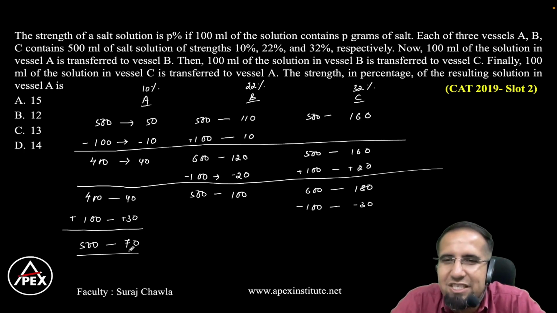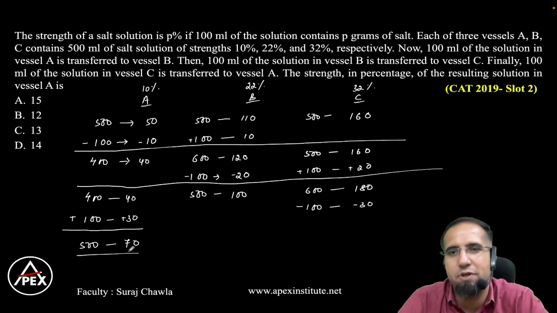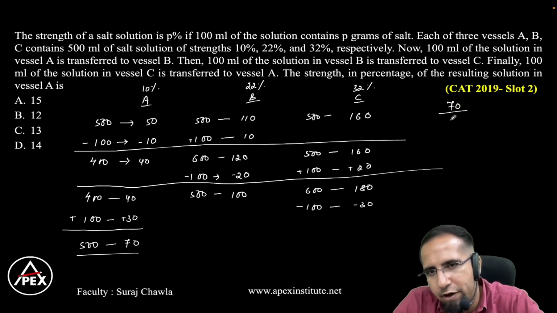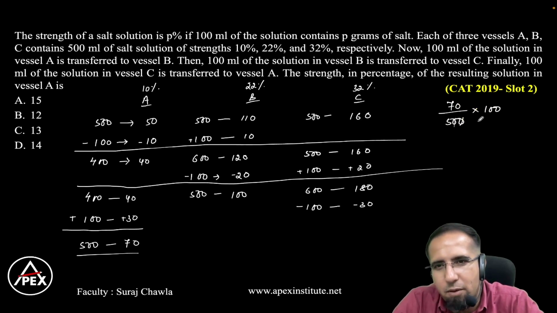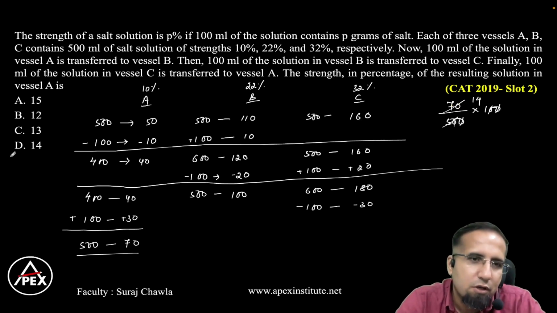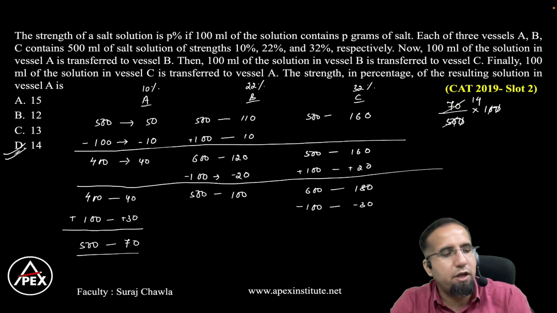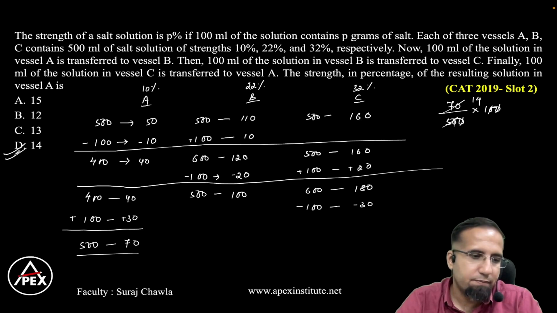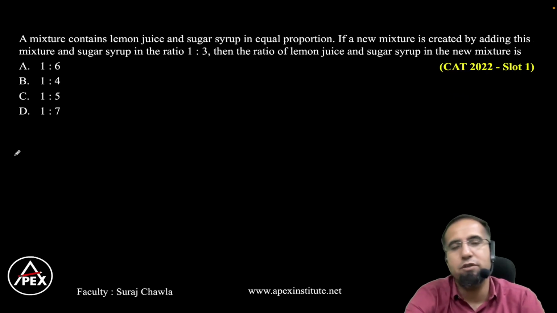The percentage strength of salt in A. So percentage strength of salt is simple. That is the quantity of salt divided by the total quantity multiplied by 100. The zeros get cancelled. 5 ones are 5, 5 14s are 70. So therefore the strength of salt in A is going to be 14%. Clear? So that's going to be our required answer here. Let's move to the next question.